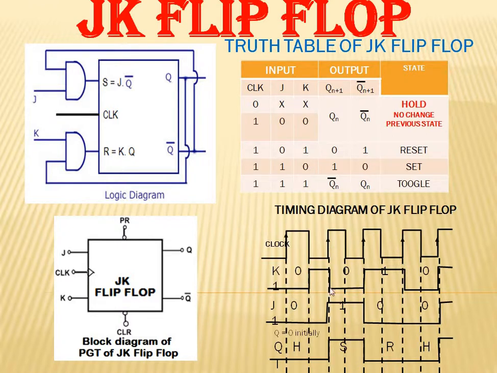At the second PGT, K is 0, J is 1. That means it is a set state. For the third PGT, K is 1, J is 0. That means it is a reset state. Fourth PGT, K is 0, J is 0 is a hold state. So it holds the reset state. The last condition, with application of PGT, K is 1, J is 1. It is a toggling state. Hence, from reset, it will toggle to a set state. This is the timing diagram of the clocked JK flip-flop.